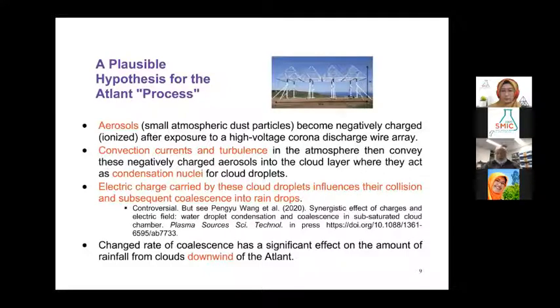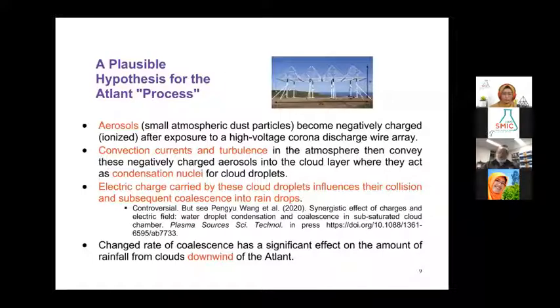Then what happens is these things are placed where there is atmospheric uplift. So you have convection currents, turbulence in the atmosphere, then negatively charged aerosols, which effectively come off this mechanism, are then carried into the cloud layer where they act as condensation nuclei for cloud droplets. Now, the most important thing is that the electrical charge carried by these new cloud droplets influences their collision and subsequent coalescence into larger raindrops.